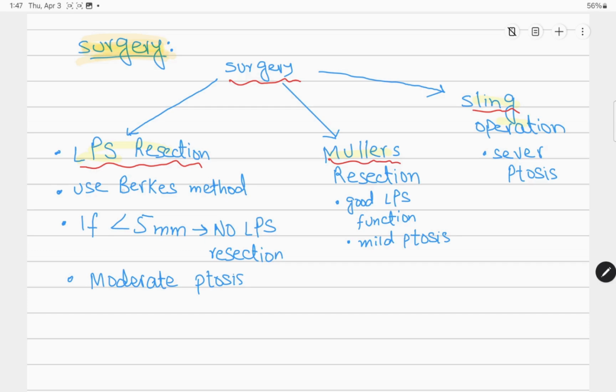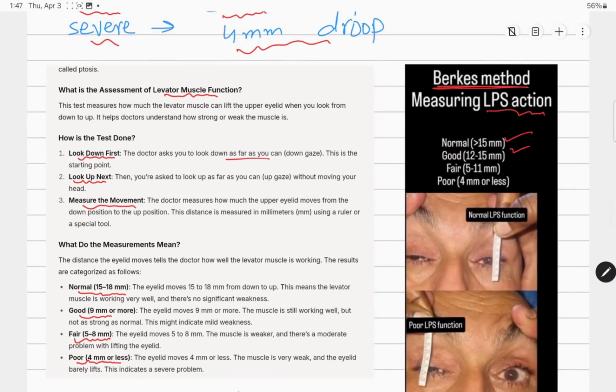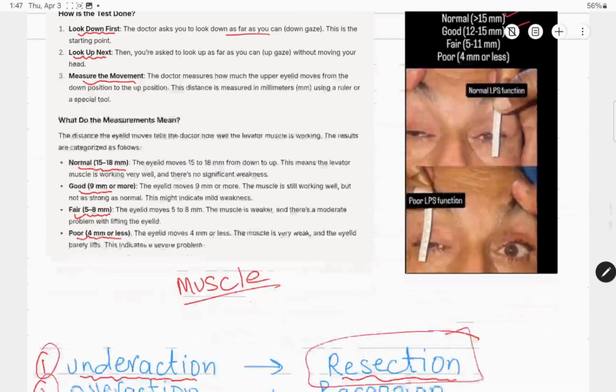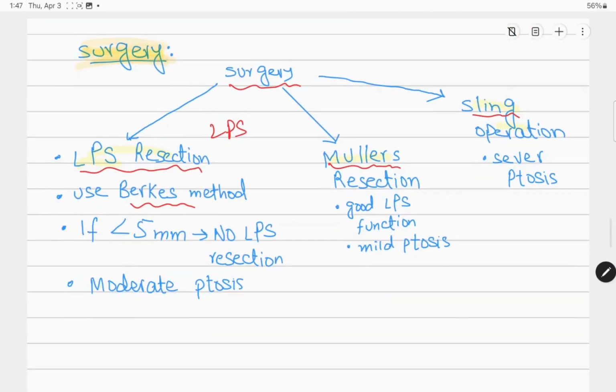In this case, we mainly use Berke's method to access the LPS muscle. As we have discussed, we will see how powerful the LPS is. Normally we go for resection of the LPS in all of these cases, but not for this one. If the muscle is so weak that it would not be able to perform 4 mm, we can't go for resection of that muscle. So in case of LPS resection, if the muscle activity is less than 5 mm, no LPS resection. We normally perform this for moderate ptosis.